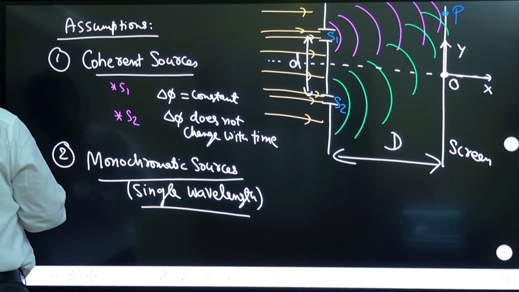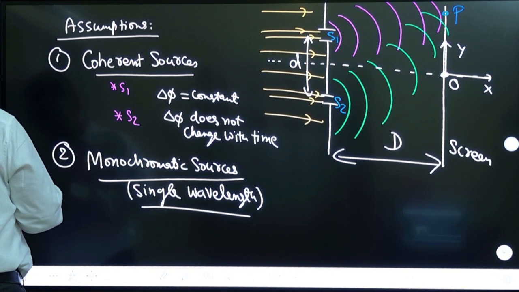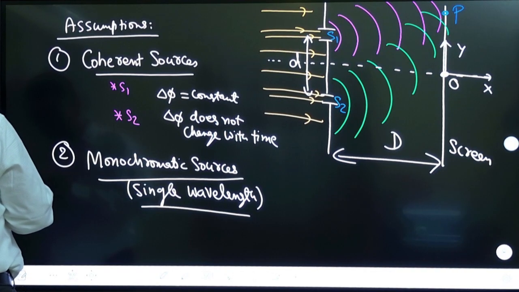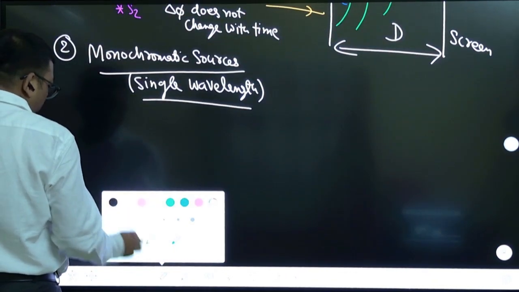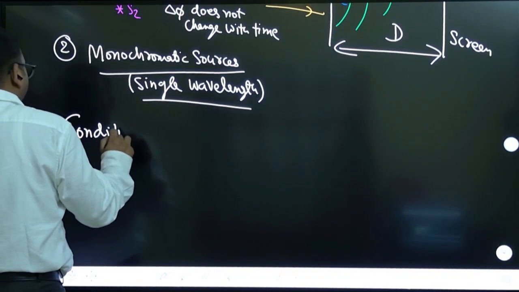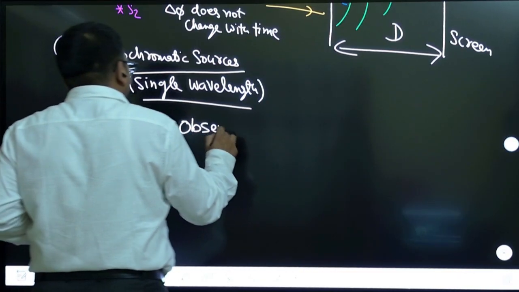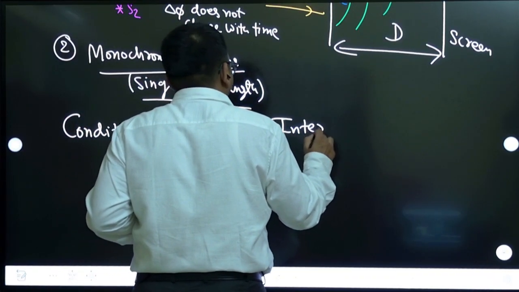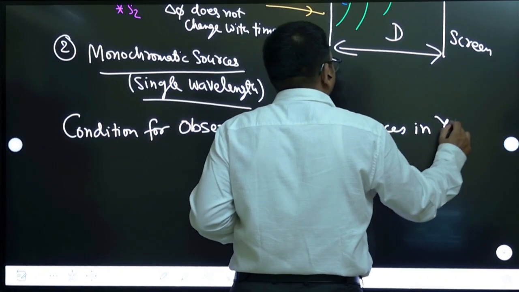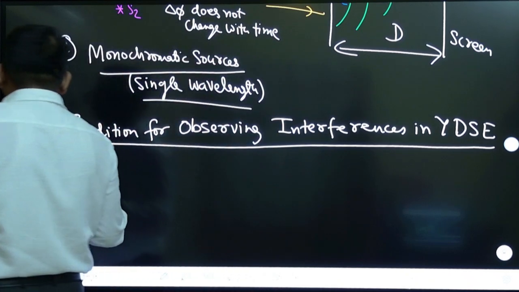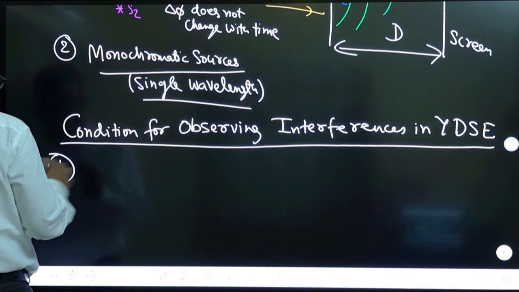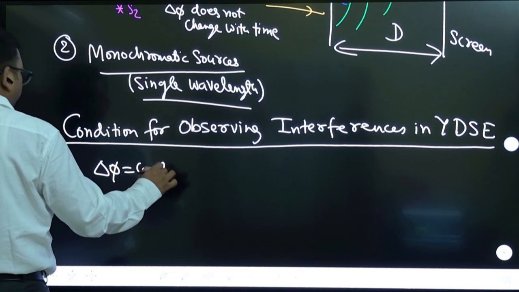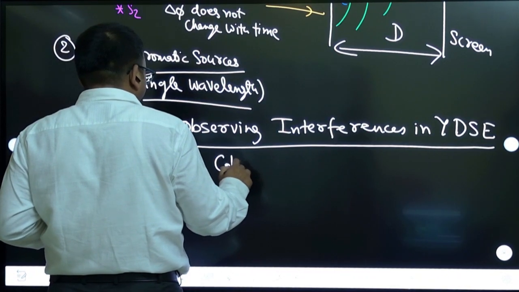Yeah, these are the important things. Then write the condition for observing interference in YDSE. What are the conditions for observing interference? The initial phase difference between the sources must remain constant. Already I told that delta phi must be constant. Again I am repeating, that means coherent sources.